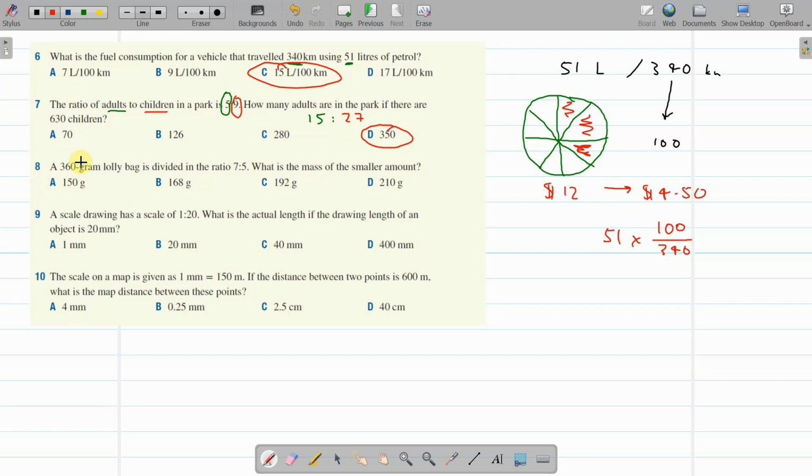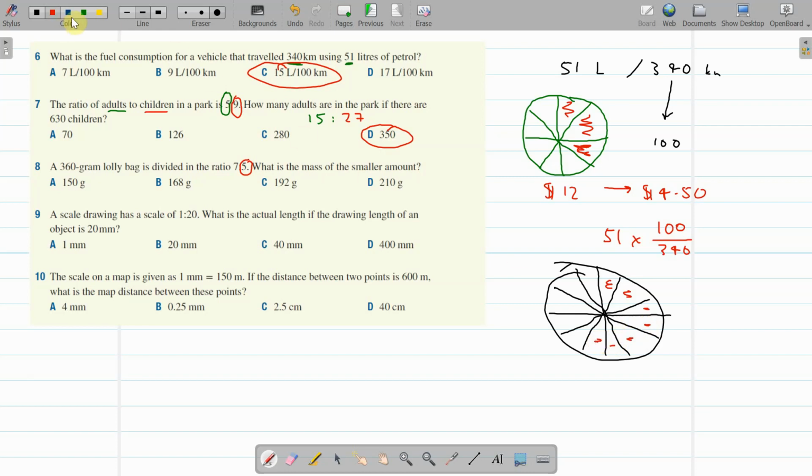Okay, next one. A 360 gram lolly bag is divided in the ratio of 7 to 5. What is the mass of the smaller amount? Meaning, the smaller amount is the 5. Again, I'm going to use a cake to show you what I mean. First I'm going to divide it up into how many bits of ratio there are altogether. 7 to 5, so that's 7 plus 5 is 12. So we're going to divide this cake into 12 bits. And then that should work out with 7 to 5. Someone gets 7 bits and someone else gets 5 bits. There we are, the cake's divided up into a ratio of 7 to 5.